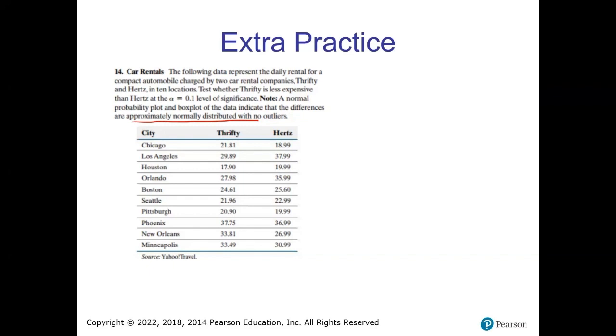We want to know if Thrifty is less expensive than Hertz. So we want Thrifty less than Hertz. Null: mean difference is 0. Alternate: mean difference is less than 0. Alpha is 0.1. So let's go enter our data and see.